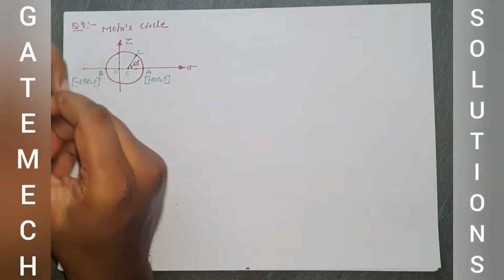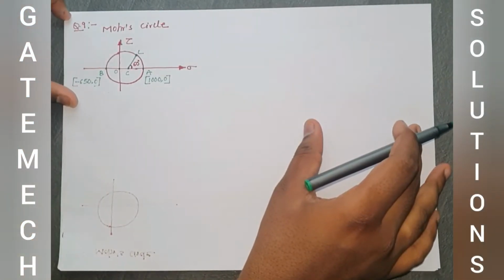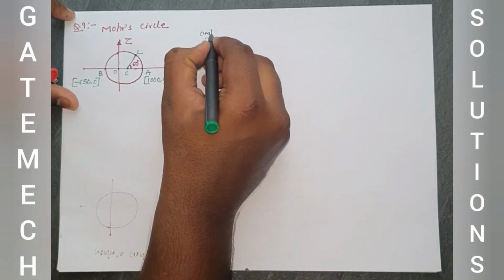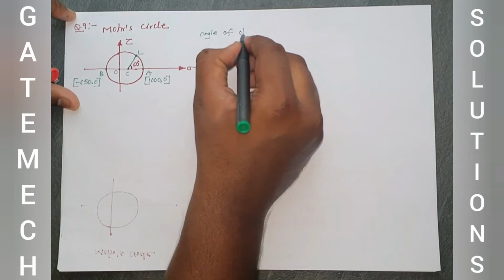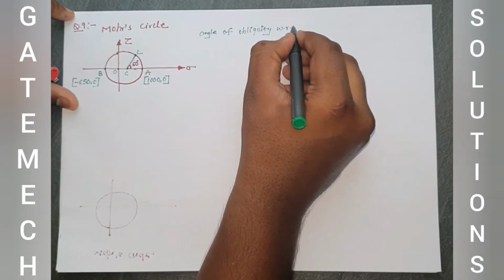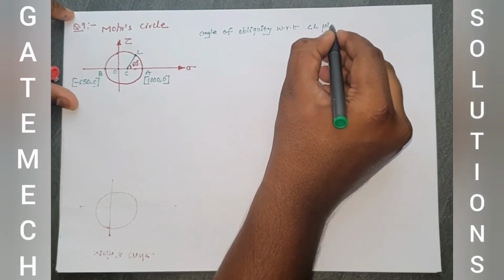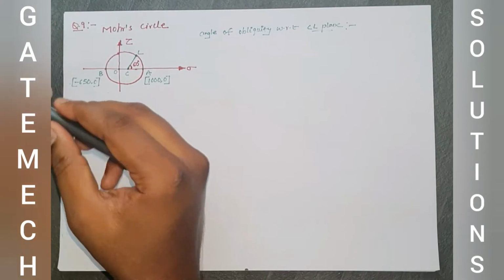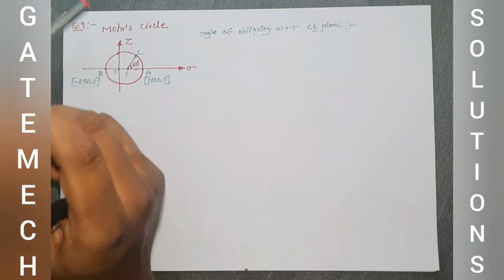Now in this question, our aim is to calculate angle of obliquity with respect to CL plane, angle of obliquity. So before going to that, first you need to know what is meant by angle of obliquity.